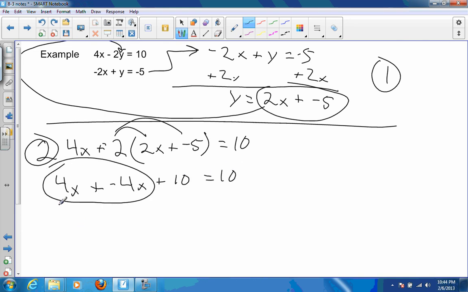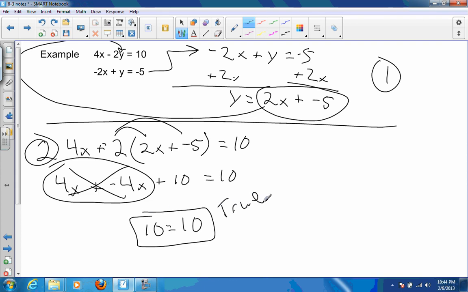Well, what happens here? The x's end up canceling out. This is gone. So now I have 10 is equal to 10. Remember, if you get an answer that looks like this, and it's a true statement, that means you have infinitely many solutions.